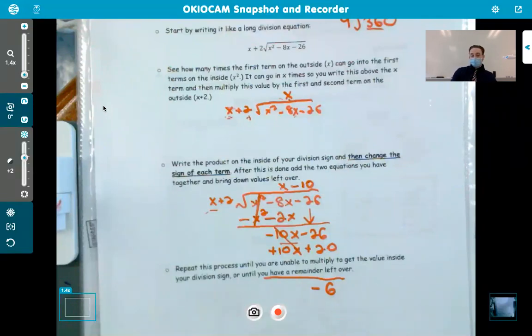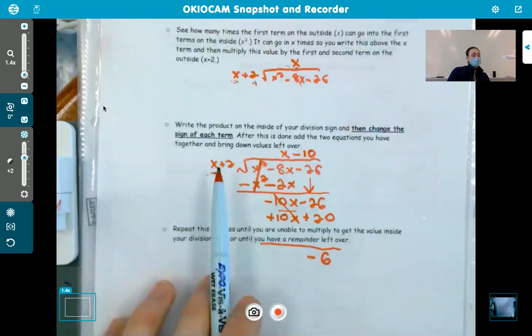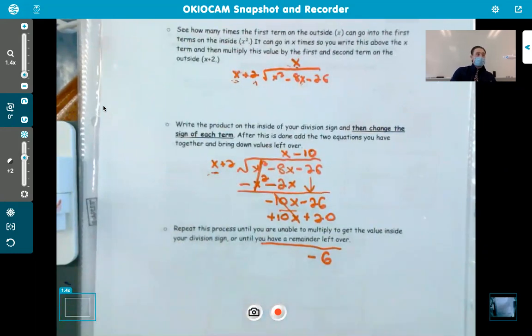A lot of it's just a repetition of the same process over and over again until we get to this point. The reason that we're going to pause here for a second is I have an x on the outside, so I'm always going to work with that first term. But there's no way I can get from x to negative 6, okay? So very similar to long division. Remember, sometimes you had what was called a remainder, right? Those numbers that are left over. Well, this is our remainder here, okay?